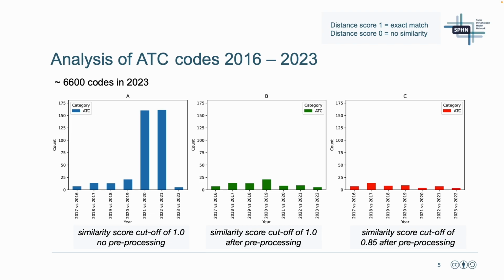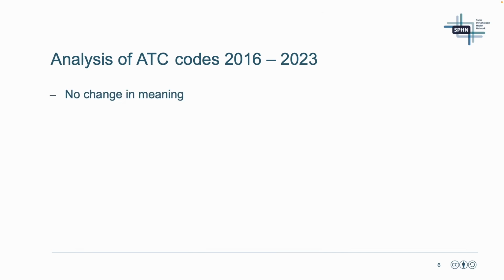We can still observe that some codes still did differ even when removing some of the obvious non-semantic changes and relaxing our threshold, which we can think are possibly reflecting some changes in the meaning of these codes. The difference observed between 2020 versus 2021 and 2021 versus 2022, after checking the files, were due to HTML tags and spaces being removed, and therefore we don't see them in the graph B and C where we applied the pre-processing checks.